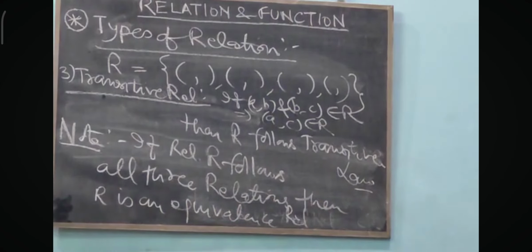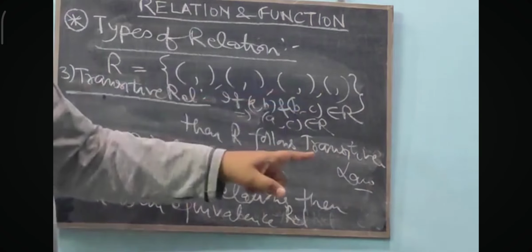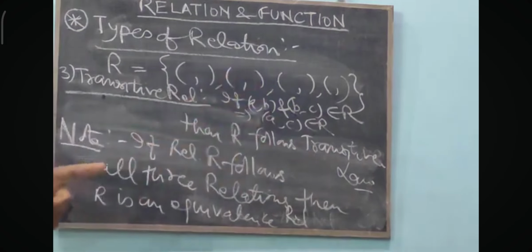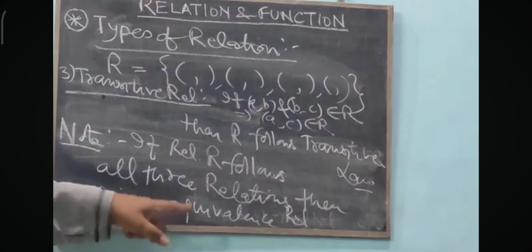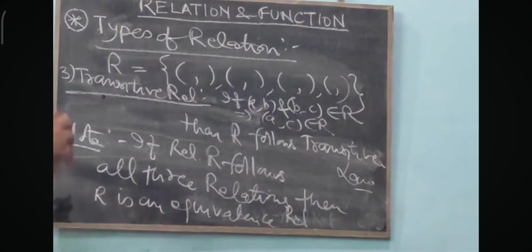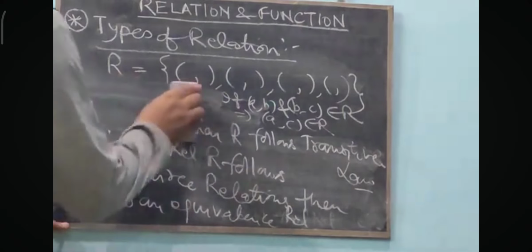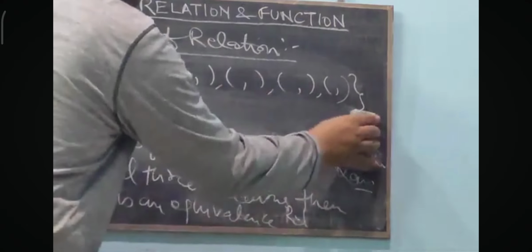So I am just recalling once again. First, reflexive relation: A comma A must belong to R is the condition. Symmetric: if A comma B belongs to R, it implies B comma A belongs to R. And transitive: if A comma B and B comma C belong to R, it implies A comma C belongs to R. If it is so, then R is called an equivalence relation. Now there is one special thing in this. There is one special concept.